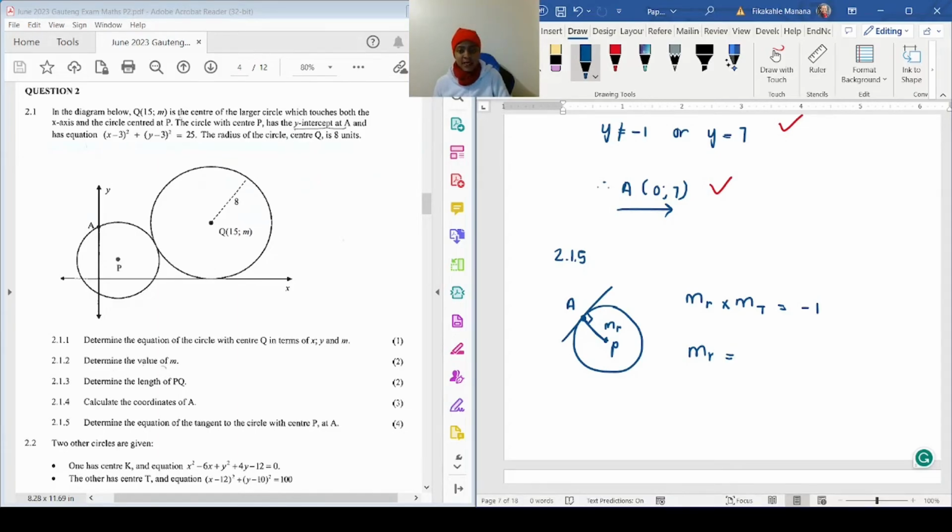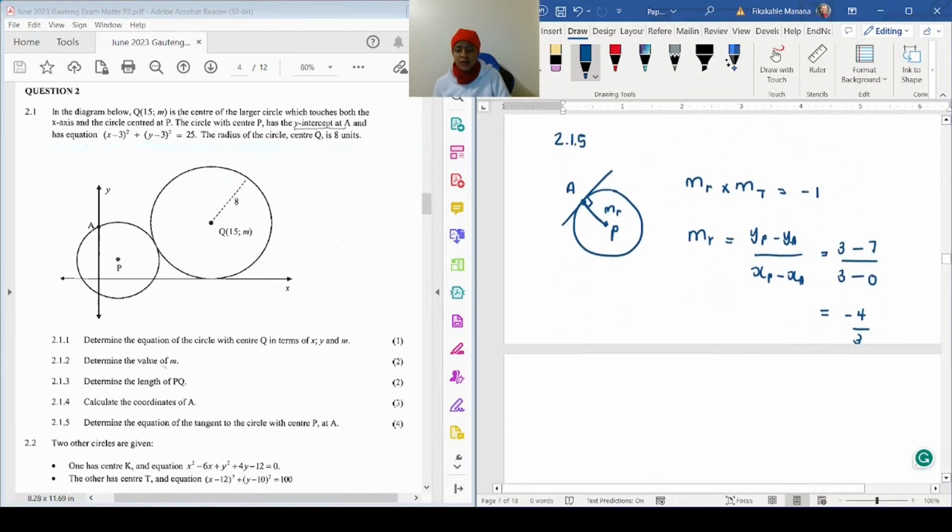which is basically AP. We have A and we have P. Let me just write down what P is. I think we said it's 3 and 3. So the y coordinate of P minus that of A divided by the x coordinate of P minus that of A. So the y coordinate of P is 3 and that of A is 7. The x coordinate of P is 3 and that of A is 0. So we have minus 4 over 3. Is it a negative gradient? Yes, it is. Okay, so we have our gradient.